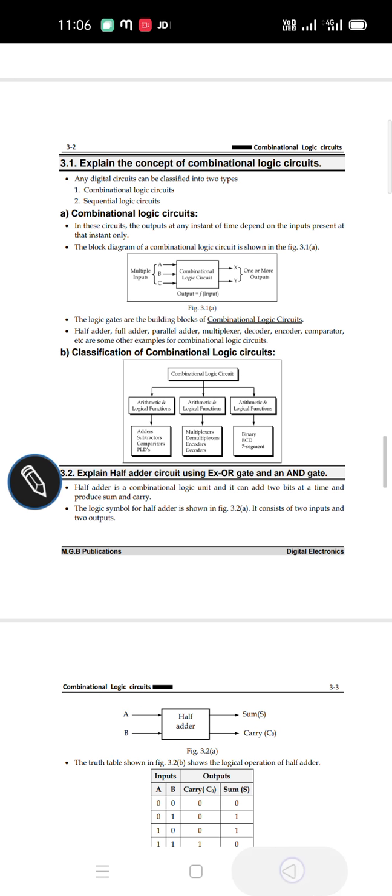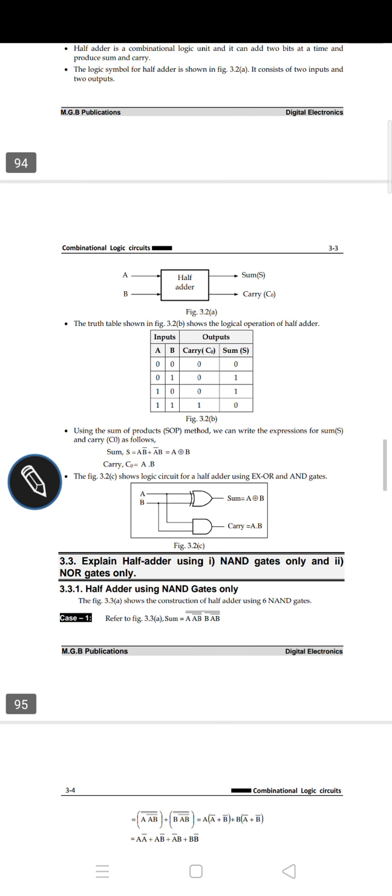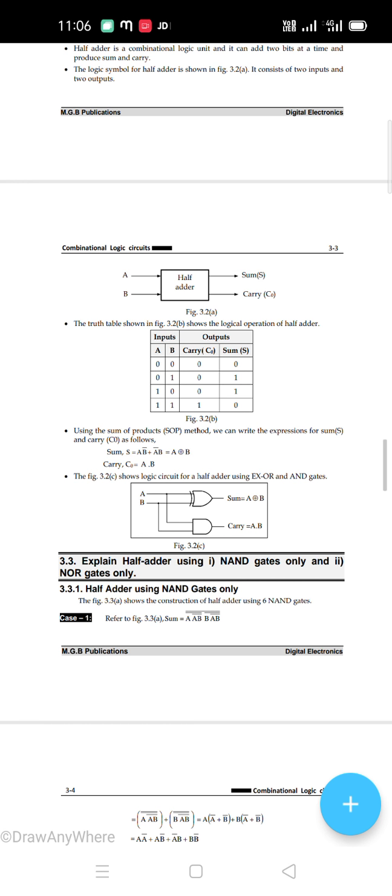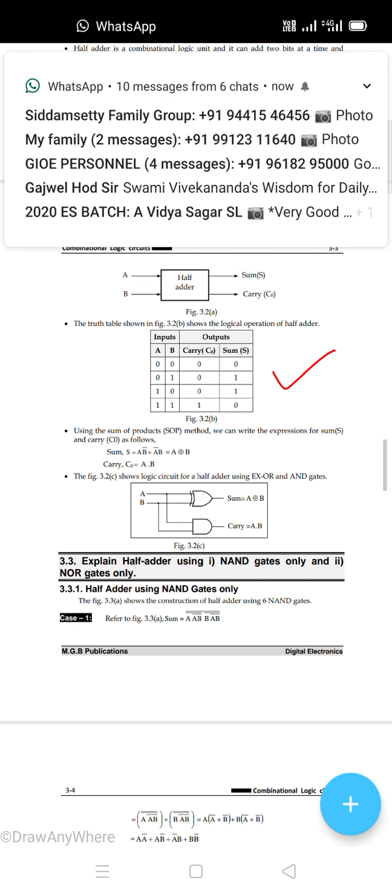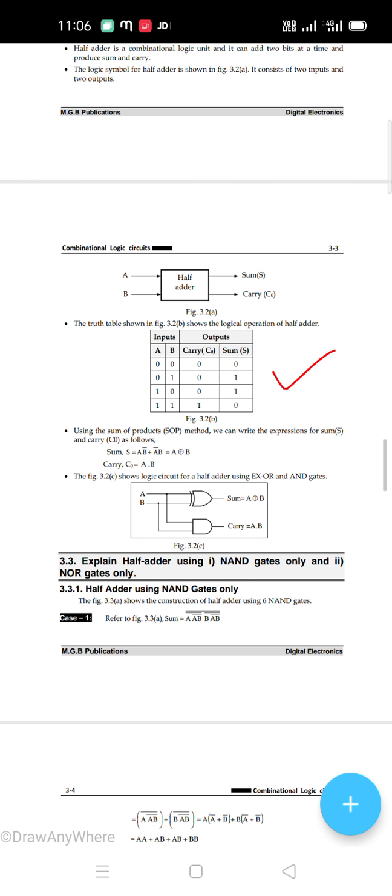If you see the truth table of the half adder circuit, it has inputs as well as outputs. In the inputs we have a and b, and in the outputs we have carry and sum. For different combinations of inputs, what are the outputs? We have 2 inputs, so how many combinations will we get? 2 power n, that is 2 squared, that is 4 combinations.